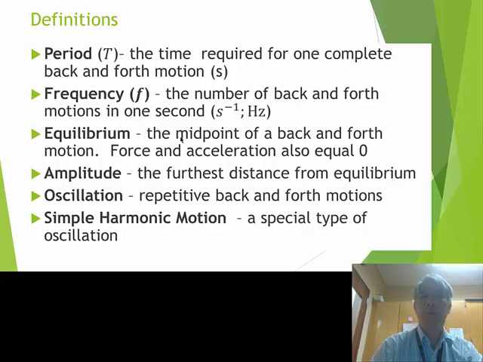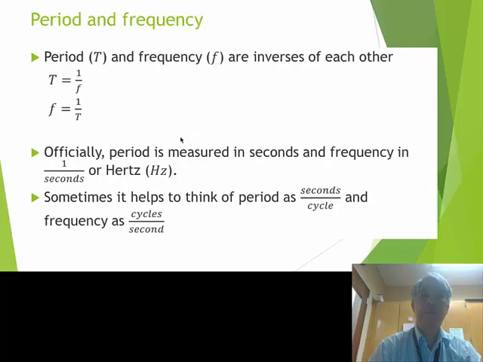Equilibrium is going to be the midpoint of the motion. At this point, net force and acceleration will both equal 0. Then we have amplitude, which is the furthest distance from equilibrium. And oscillation is repetitive back and forth motions. And simple harmonic motion, which is what this unit is about, is a special type of oscillation. Not all oscillations are simple harmonic motion.